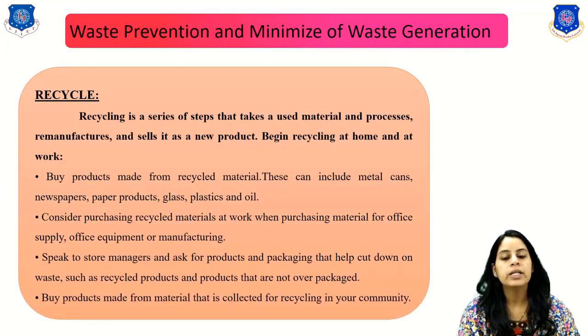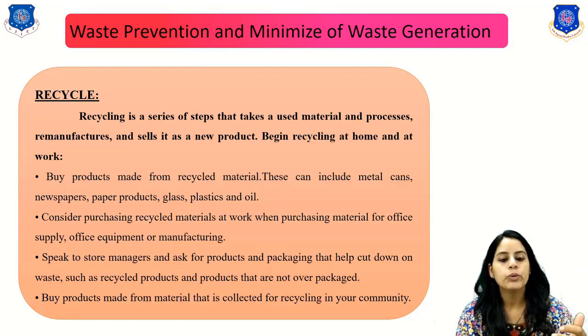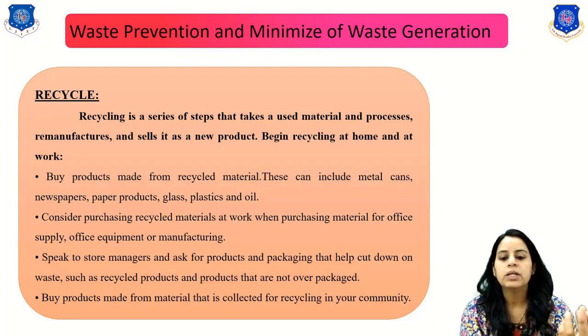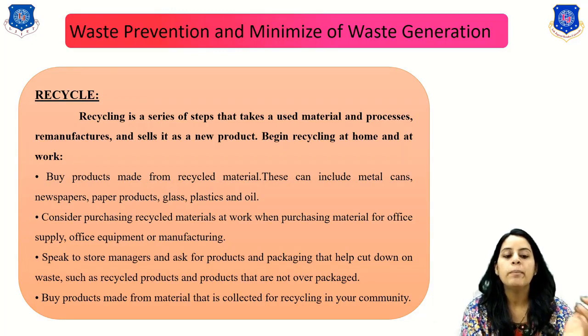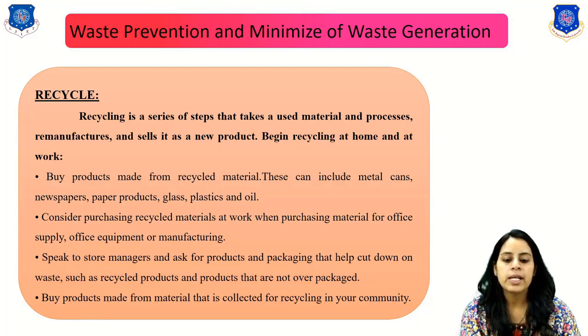And the third one is recycle. Okay, it is a series of steps that take a used material, process it, then remanufacture and sell it as a new product. Begin recycling at home and at work. Okay, the first one is a byproduct made from recycled material. This can include metal cans, newspaper, paper products, glass, plastic, etc. Consider purchasing recycled material at work when purchasing material for office supplies, office equipment or manufacturing, right?